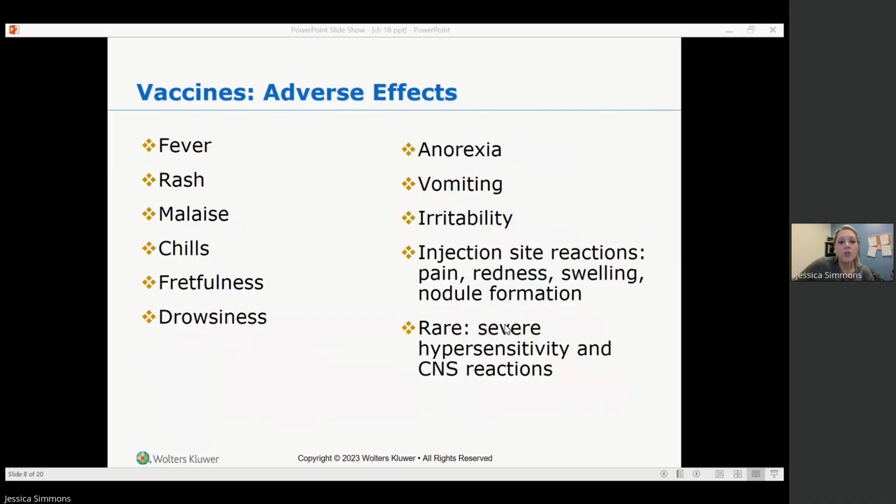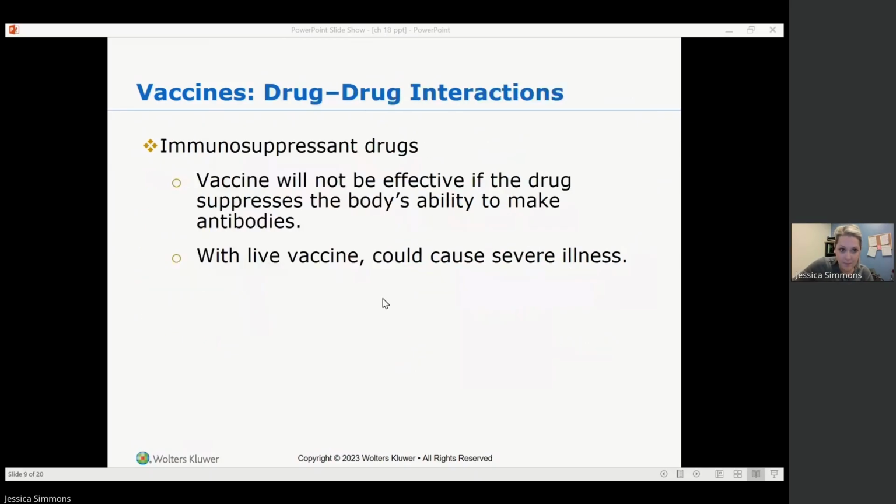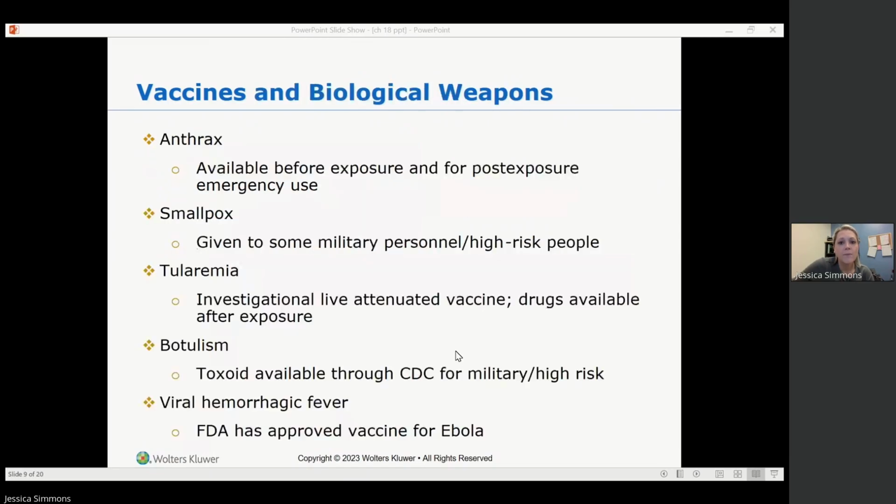So vaccine adverse effects include fever, rash, malaise, chills, fretfulness, drowsiness, anorexia, vomiting, irritability, injection site reactions, and then rare is a severe hypersensitivity and CNS reactions, but it happens. It happens. Drug-to-drug interactions: vaccines will not be effective if the drug suppresses the body's ability to make antibodies. And then with live vaccines, you could cause very serious illnesses if the patient is immune compromised or on immunosuppressive drugs.